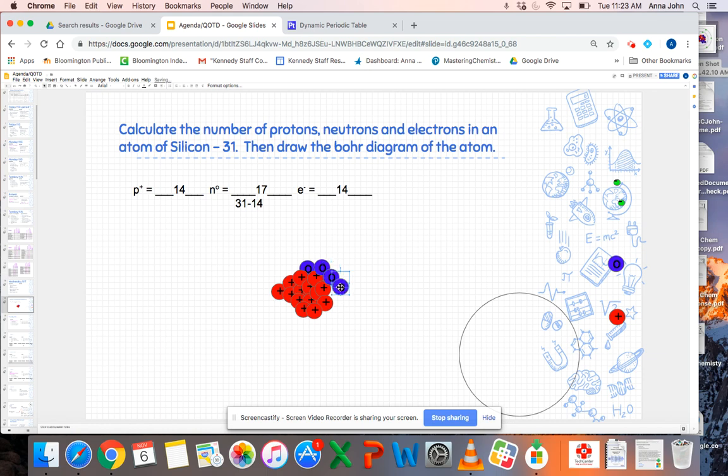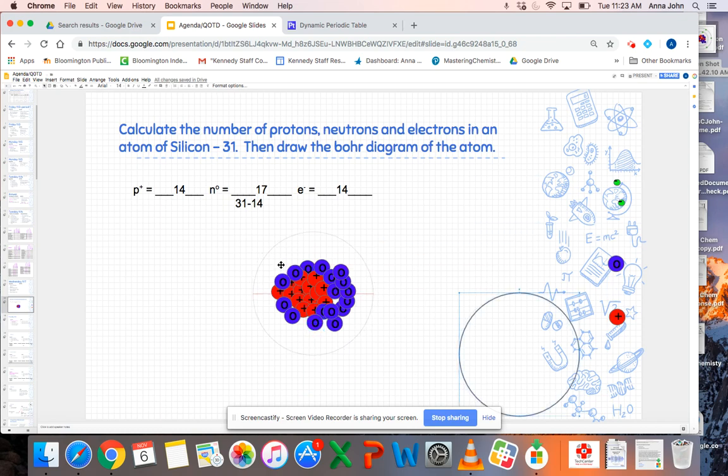3, 4, 5, 6, 7, 8, 9, 10, 12, 13, 14, 15, 16, 17. Okay, so that's our nucleus. Again, remember the protons and neutrons are the same size and they're tight together.